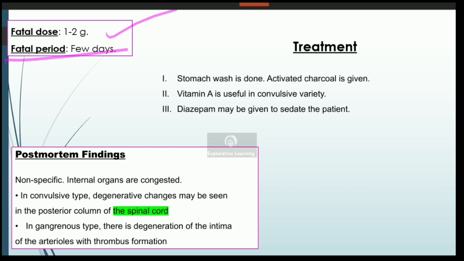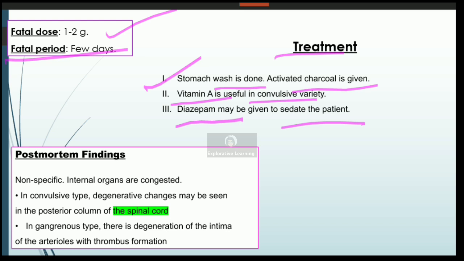as always, the common treatment measure for almost all types of vegetable poisons, or I should say the poisons that we have studied so far, includes stomach wash. It is done with the help of activated charcoal. In this case, vitamin A is used to treat convulsions. Then diazepam can also be helpful as it is a sedative. Sedatives can be given to patients so that they get some comfort and can feel relaxed.